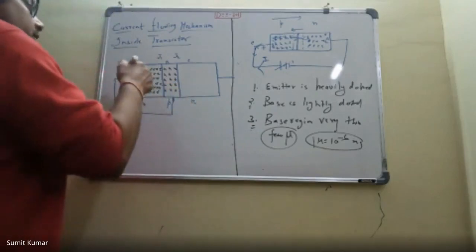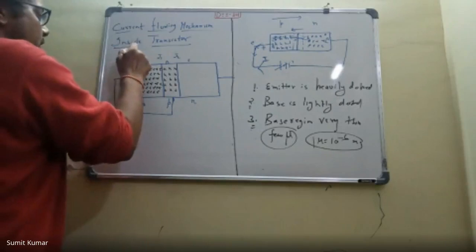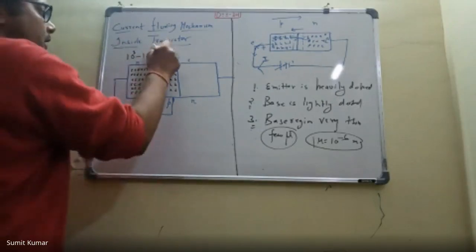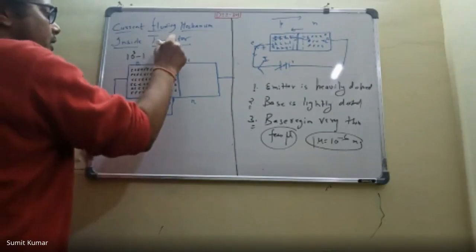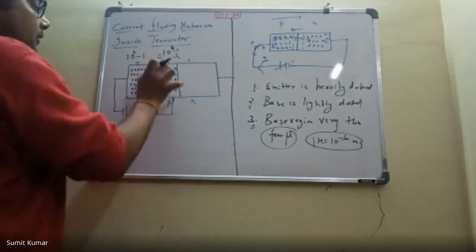It means if this is heavily doped, then we can say for every 10 raised to the power 3 atoms, we are doping 1. And if this is very lightly doped, then for every 10 raised to the power 8 atoms. So there is definitely a reason for this.